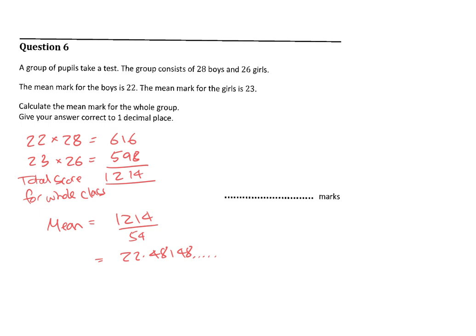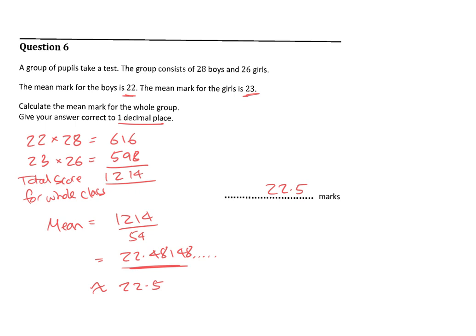Okay, now the question says to 1 decimal place, so we round this number to 1 decimal place, giving us an approximate answer of 22.5 marks as the average. But you do it that way round. What you don't do is just add these two and divide by 2.